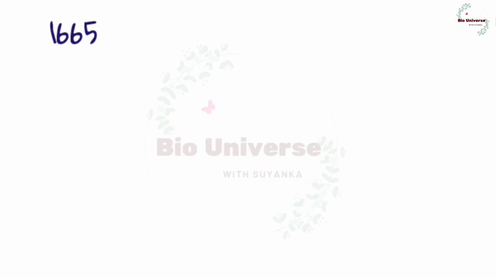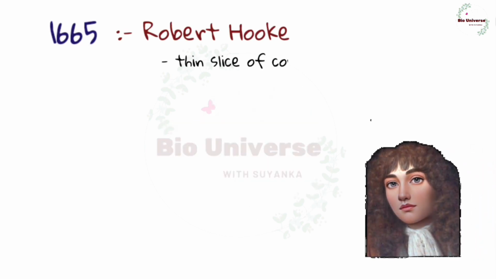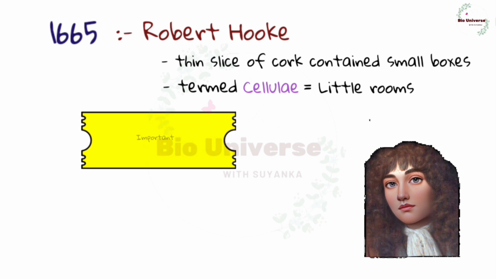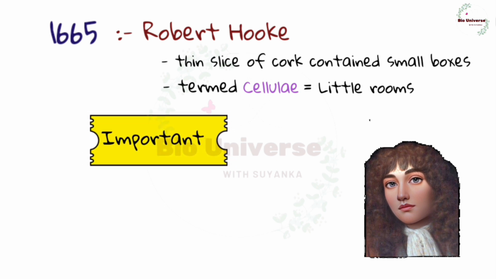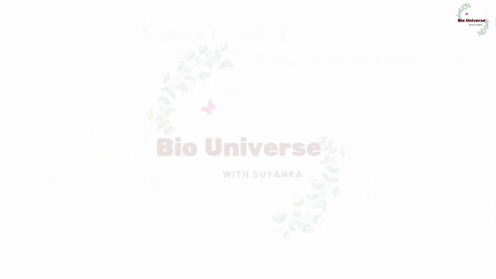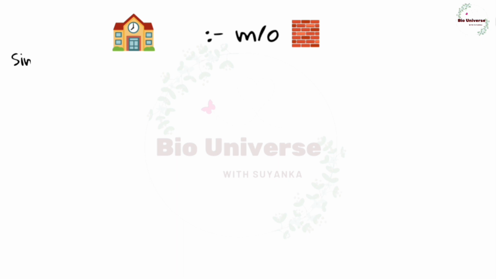In 1665, Robert Hooke discovered that a thin slice of cork from the bark of a tree contained a number of small boxes. He termed it cellula, which means little room. This discovery was important because it indicated for the first time that living organisms consisted of a number of smaller structures or units. As we all know, a building is made up of bricks.